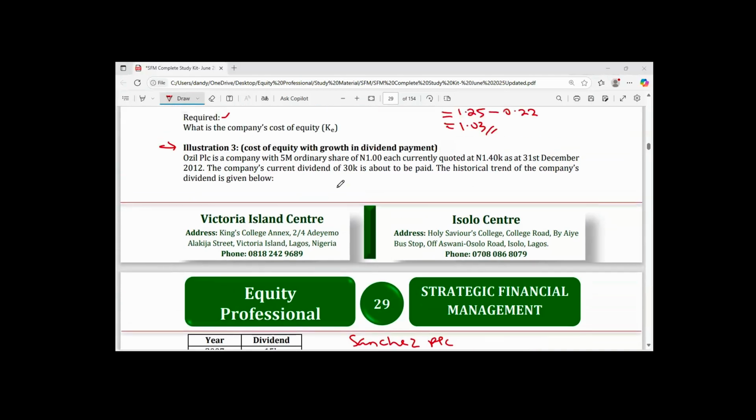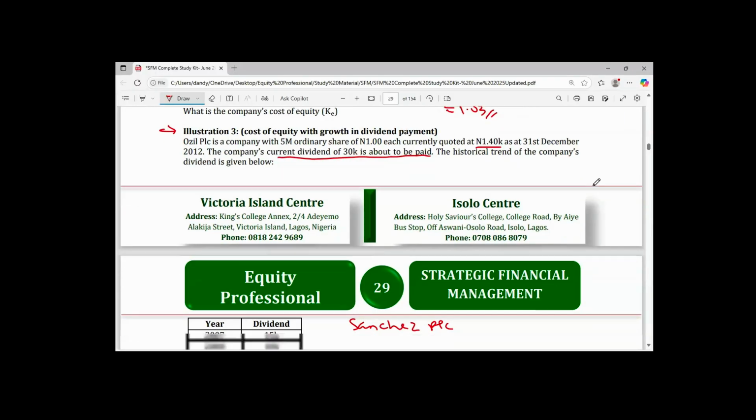Ozi PLC is a company with 5 million ordinary shares of 1 naira each, currently quoted at 1 naira 40 kobo as at 31st December 2012. The company's current dividend of 30 kobo is about to be paid. The historical trend of the company's dividend is given below.